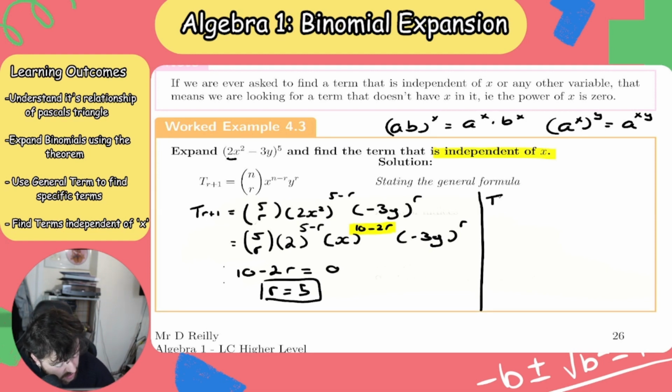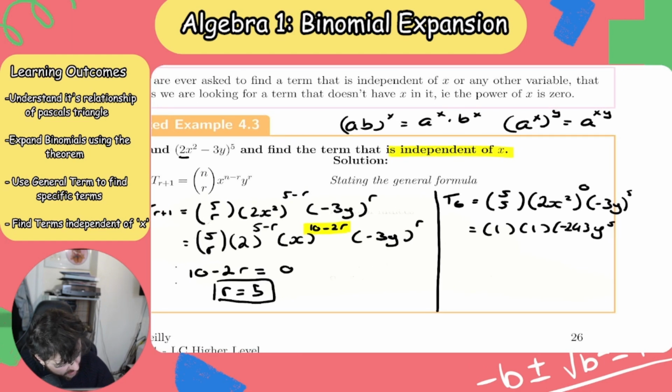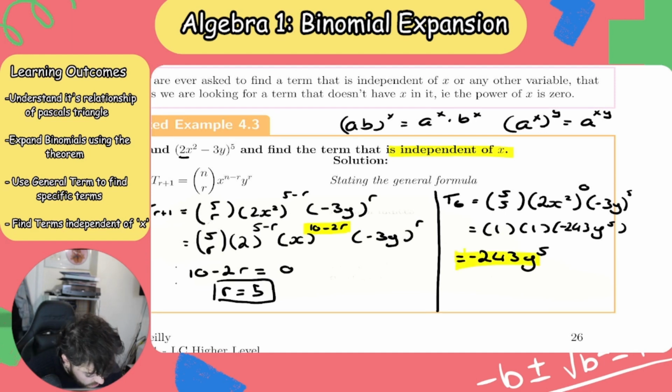So if I sub that in, T6 is going to be equal to 5 choose 5, times 2x squared to the power of 5 minus 5, which is 0, and then minus 3y to the power of 5. I have 5 choose 5 is 1. All of this to the power of 0 is 1. Then minus 3y to the power of 5. Well, minus 3 to the power of 5 is minus 243. Yeah, that's correct. And then y to the power of 5. So my answer is minus 243y to the power of 5. That is the term independent of x.